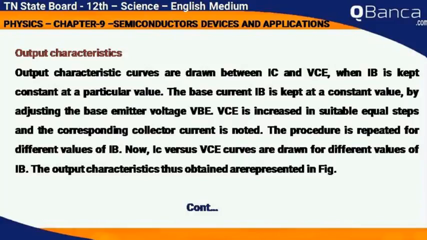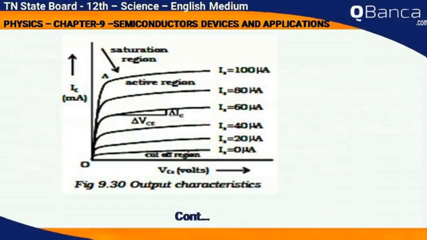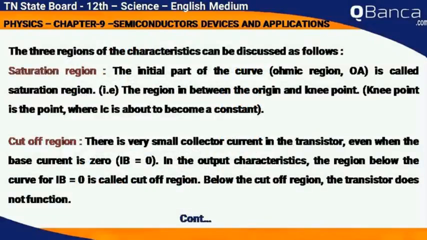Now, IC versus VCE curves are drawn for different values of IB. The output characteristics thus obtained are represented in the figure. The three regions of the characteristics can be discussed as follows. Saturation region. The initial part of the curve, ohmic region OA, is called the saturation region. That is, the region in between the origin and the knee point. Knee point is the point where IC is about to become constant.